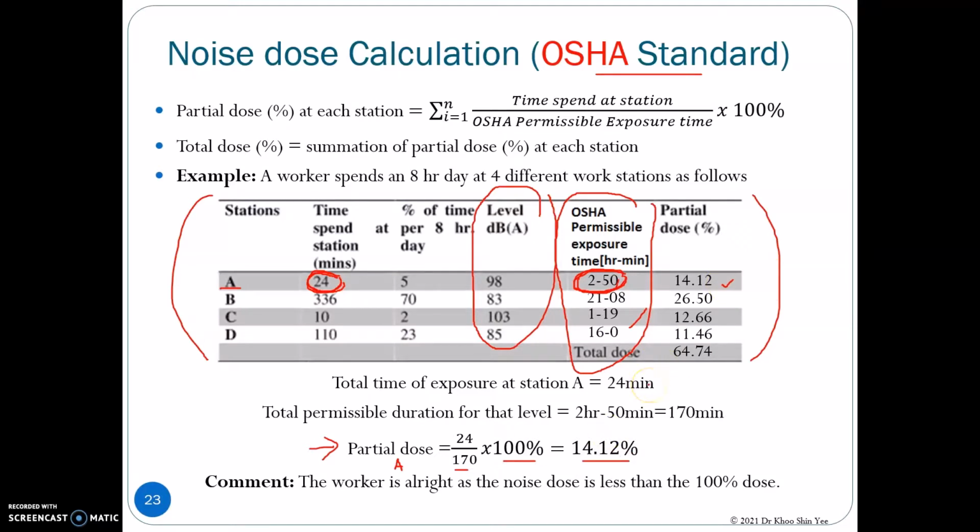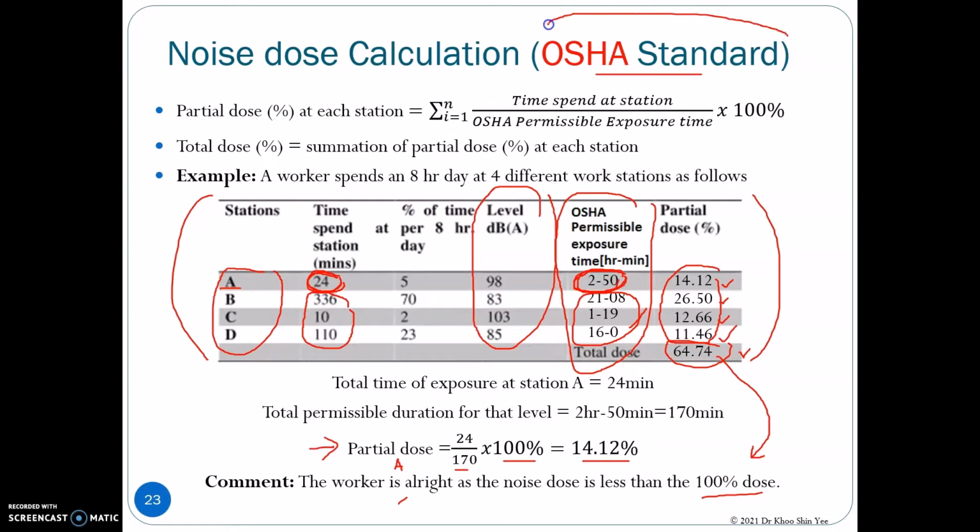By using the same procedure, that is, take the time spent at the respective stations B, C, and D here, and divide with the corresponding permissible time here, and multiply it with 100%. Then you should obtain the partial dose at stations B, C, and D here. So after you compute all the partial doses at all 4 stations here, take the summation of all of these, you should obtain the total dose equal to this answer. If we compare to the allowable 100% dose, this is much less than the allowable limit. Therefore, the worker is alright.